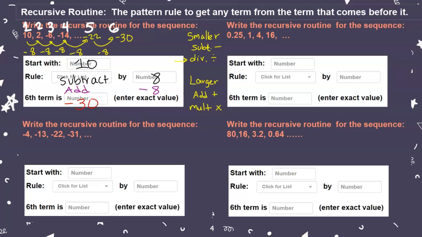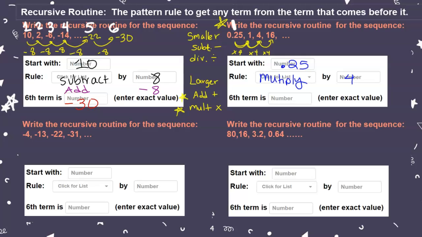Now that you've done that, let's find the recursive rule for this second question. 0.25 to 1. That's interesting. Got bigger. So I'm assuming we're either adding or multiplying. And 25 cents plus 75 cents is 1, plus 75 cents is not 4. Well, how do we get from 1 to 4? That would be multiplying by 4. And 4 times 4 is 16. And 1/4 times 4 is 1. So it looks like our rule is multiplying by 4, and we're starting with the decimal 0.25.